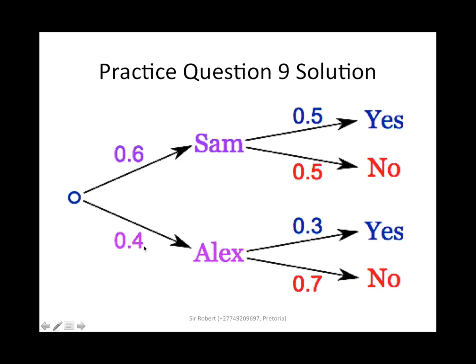First you draw your probability tree. You can see Sam being the coach, Alex being the coach. Remember, the probability of Sam being the coach is 0.6, which ultimately means the probability of Alex being the coach is 0.4. And if you notice these values, they should always add up to 1. The probability that Sam will make you the goalkeeper is 0.5, and the probability that Sam will not choose you is also 0.5. The probability of Alex choosing you is 0.3, and the probability of Alex not choosing you is 0.7.